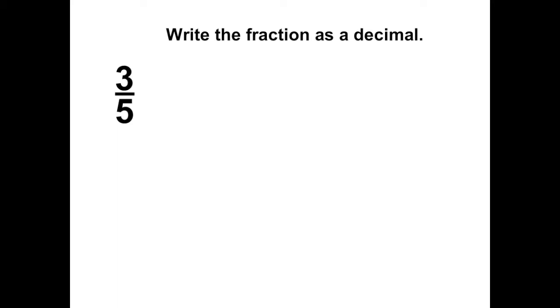Write the fraction as a decimal. One way to do this is to divide the numerator by the denominator. Since 5 can't go into 3, we need to add a decimal before adding a 0. 5 goes into 30 6 times. So this equals 0.6.